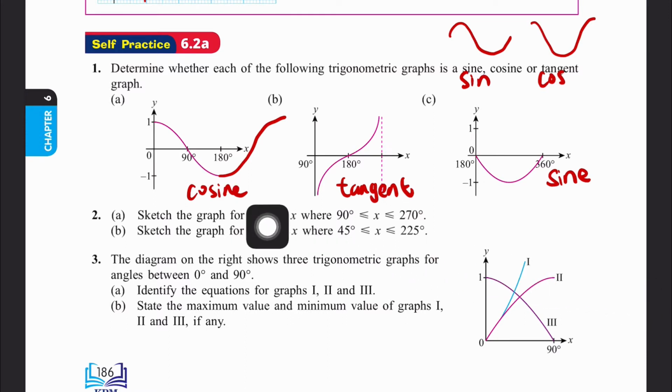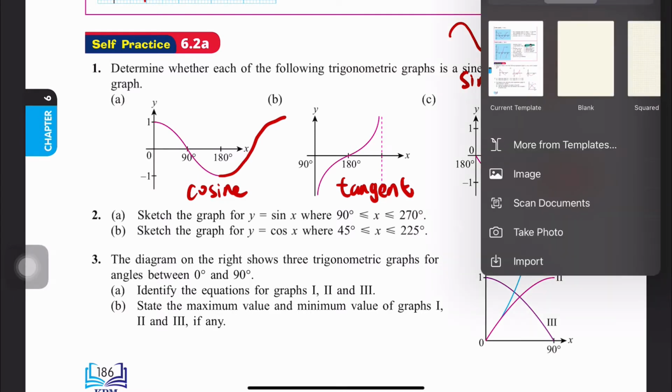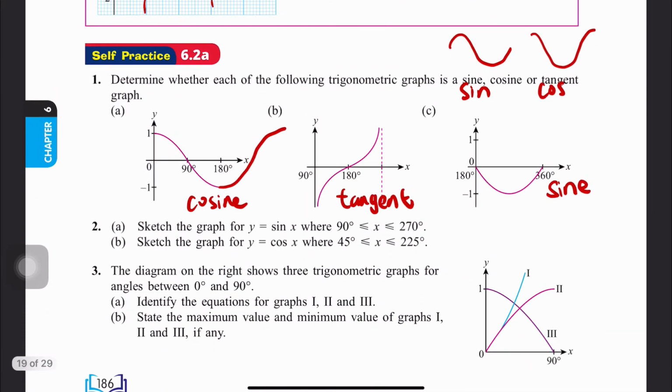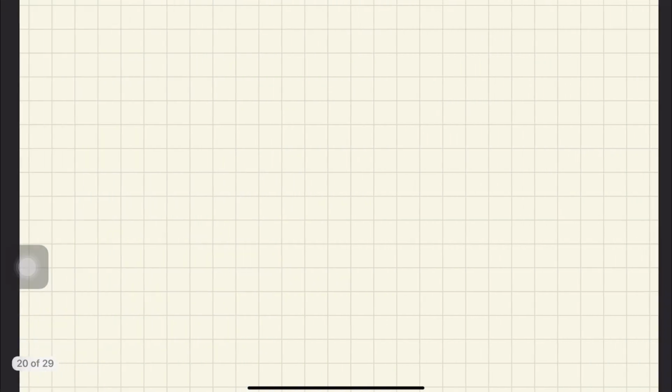Next, look at number 2. Sketch the graph of y equals sine x, where x is between 90 to 270. Kita buat sama-sama. Apa tadi? Y equals sine x, 90 to 270.